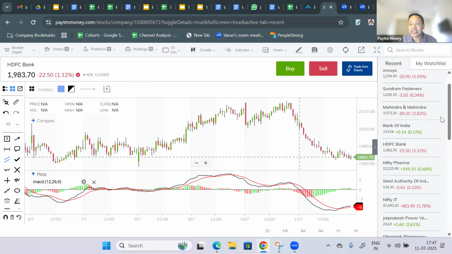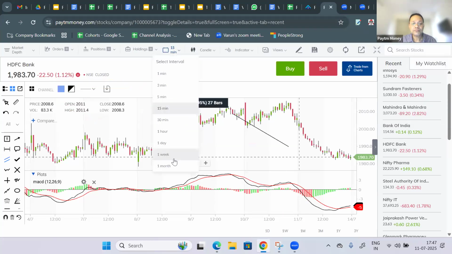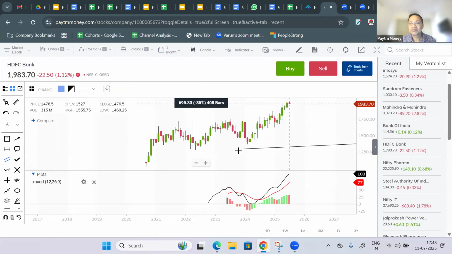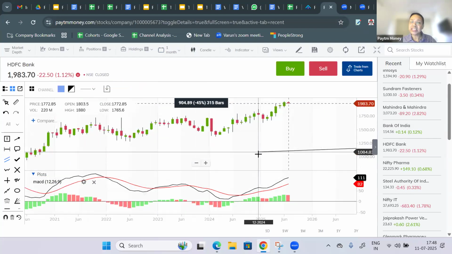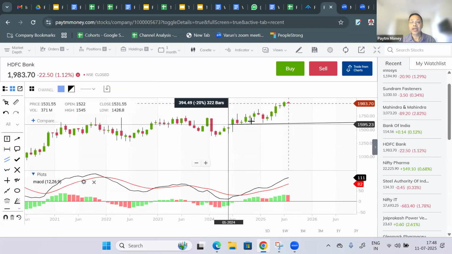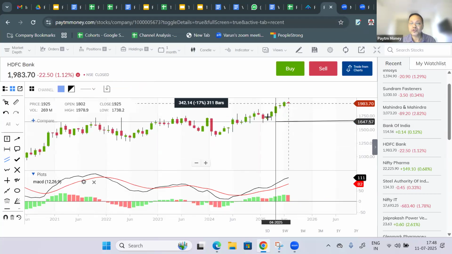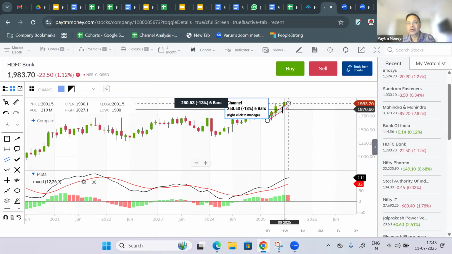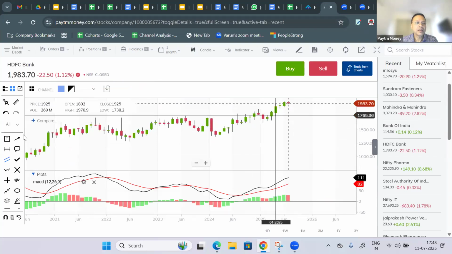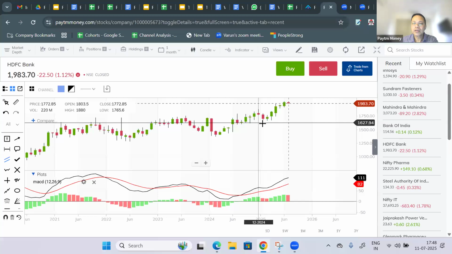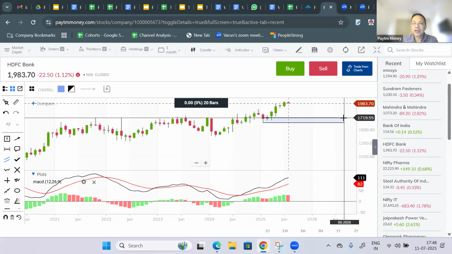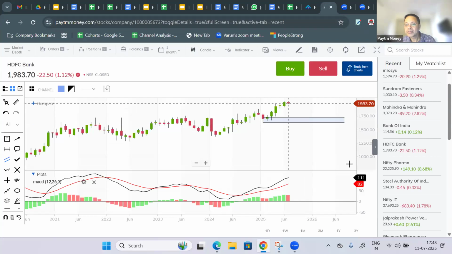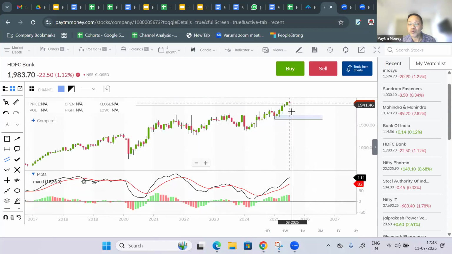So how am I going to do it? I'm going to convert all the charts into a monthly chart. And I will see where is my demand zone. In this particular case, where is my demand zone? My demand zone is somewhere here. My network is disconnecting. Okay. It is here. So it is quite far away.